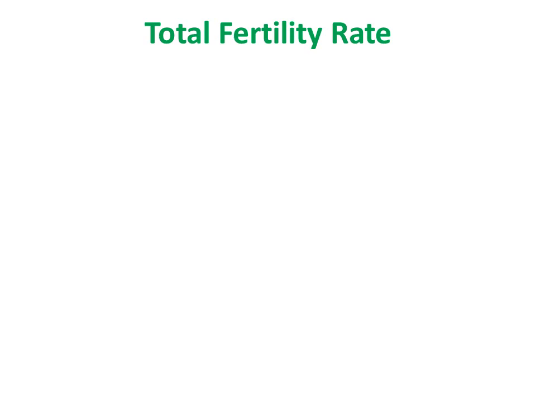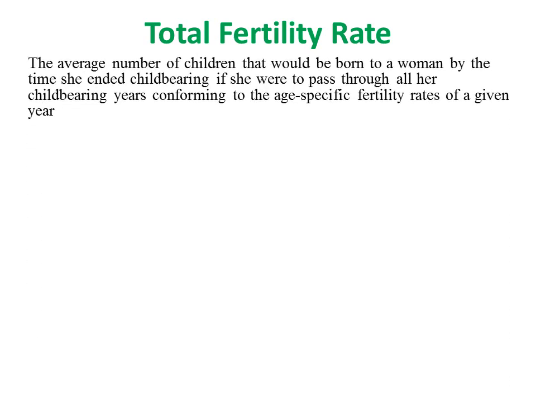Total fertility rate is defined as the average number of children that would be born to a woman by the time she finishes her childbearing, provided she passes throughout her childbearing years conforming to the age-specific fertility rates of a given year. So it is the impact of age-specific fertility rates of a single year. A woman passing through her childbearing phase will have so many years, and the age-specific fertility rates would be different for each year.